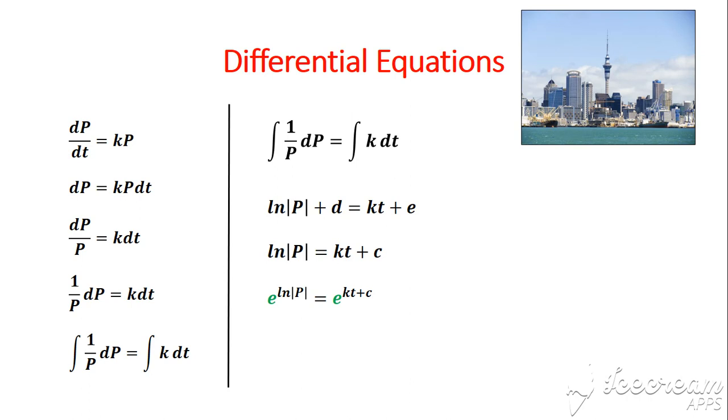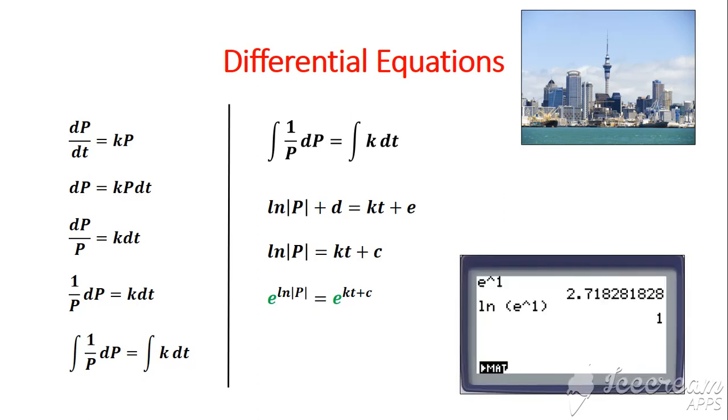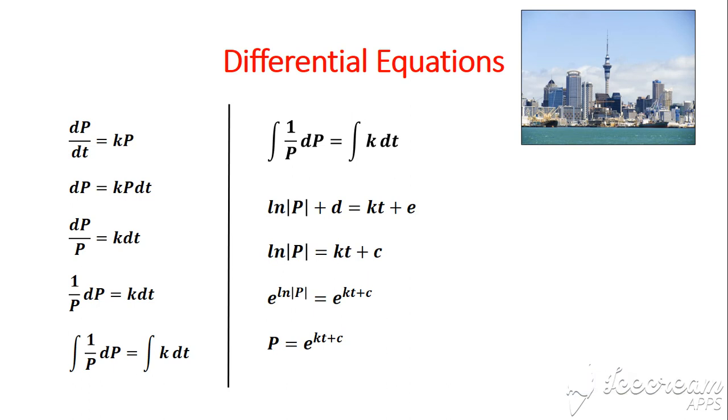Okay, now's the tricky bit. We're going to take the e to the power of the natural log of p on the left and e to the power of kt on the right. Now, why did we do that? Because e and natural log are like opposites, like squaring and square roots. So they cancel each other out. So what that gives us on the left is just p. And on the right, we've got e to the power of kt plus c. Right, well, this is our general solution.